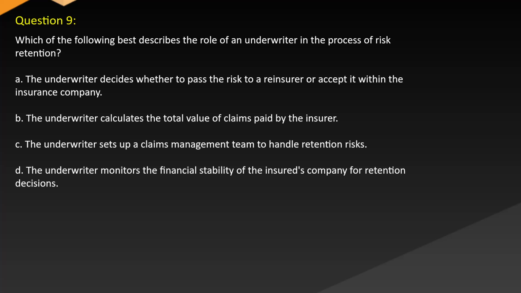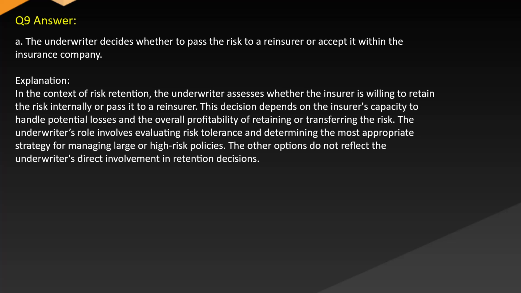Question 9. Which of the following best describes the role of an underwriter in the process of risk retention? A. The underwriter decides whether to pass the risk to a reinsurer or accept it within the insurance company. B. The underwriter calculates the total value of claims paid by the insurer. C. The underwriter sets up a claims management team to handle retention risks. D. The underwriter monitors the financial stability of the insured's company for retention decisions. Answer A. The underwriter decides whether to pass the risk to a reinsurer or accept it within the insurance company.